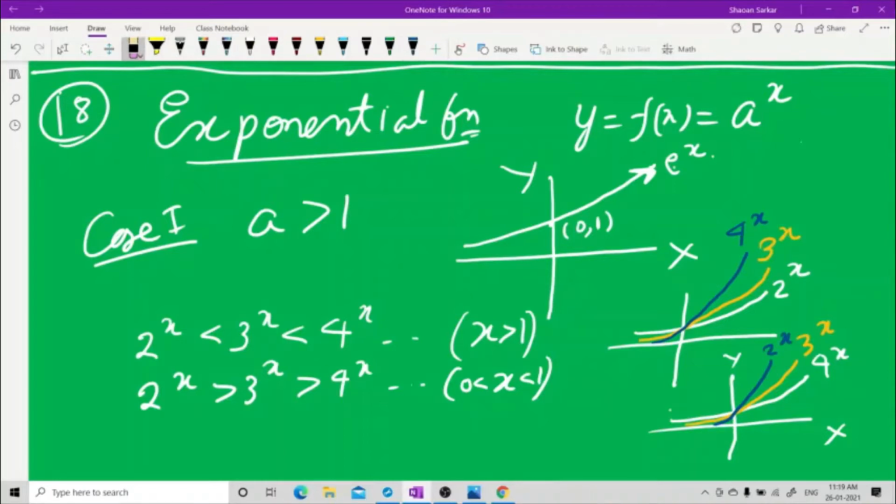Wait a minute, it's a little clumsy. Let me draw it again. This was your x-axis. This was your e to the power of x, and now you will get 2 to the power of x. This is your y-axis, and this is your x-axis. Now, this was the case for case number 1.